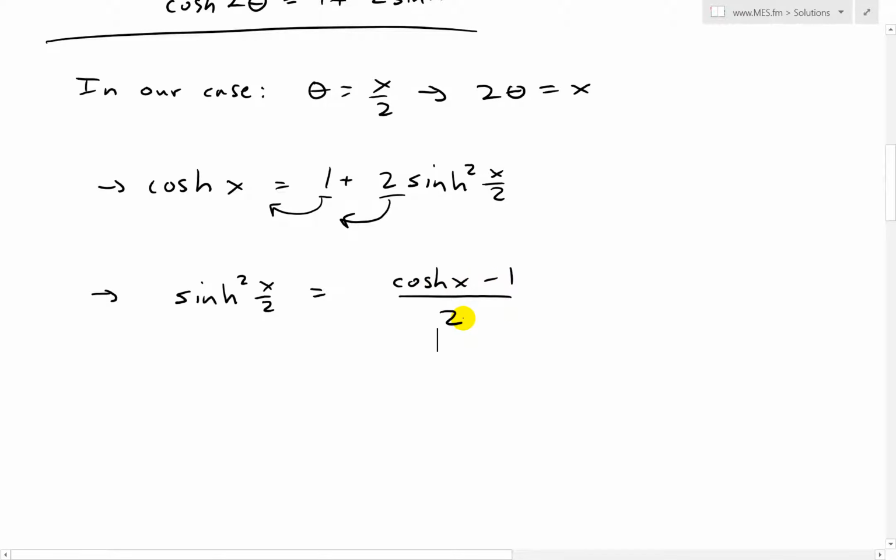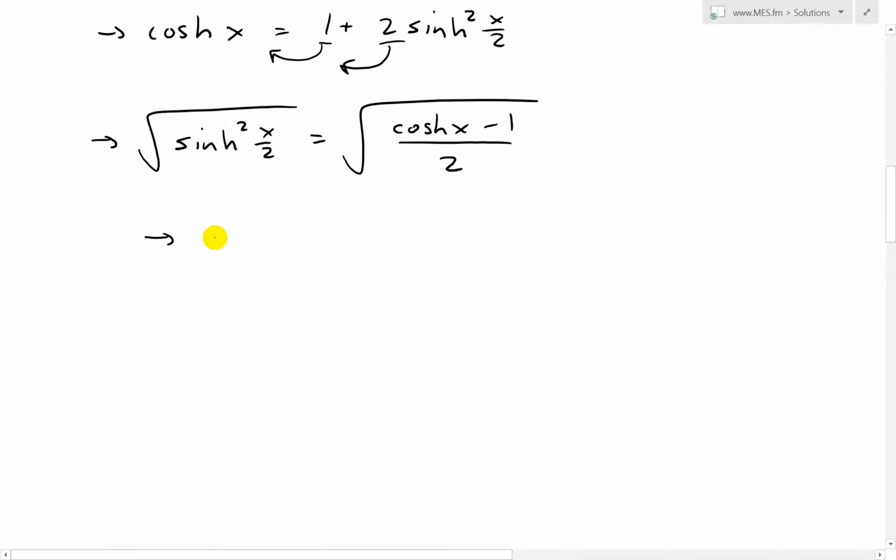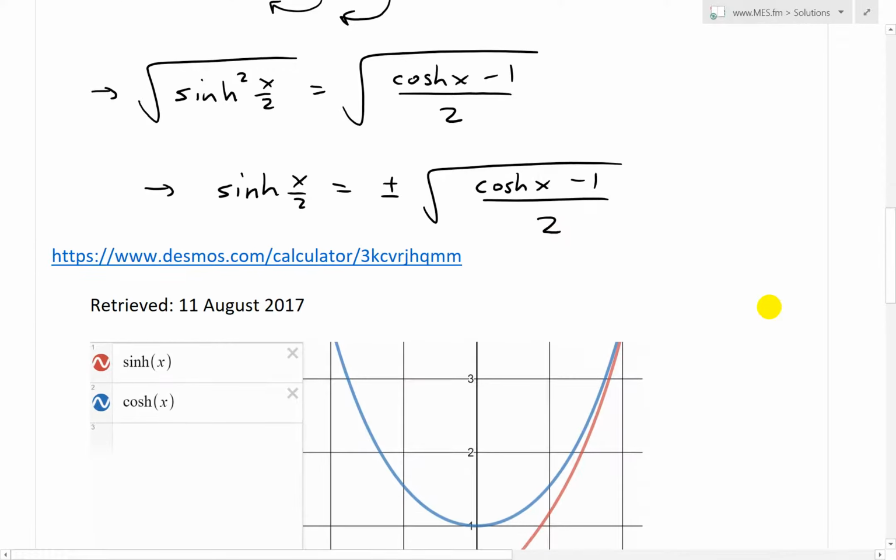Now you could just use this as an identity by itself. But if we want just a sinh, we could square root both sides, and then the square cancels. We get sinh x over 2 equals plus or minus, because this sinh could be plus or minus, and we don't know which, because when you square it, it could be either. So on this side we'll have the square root of cosh x minus 1 over 2, but we have a plus or minus.